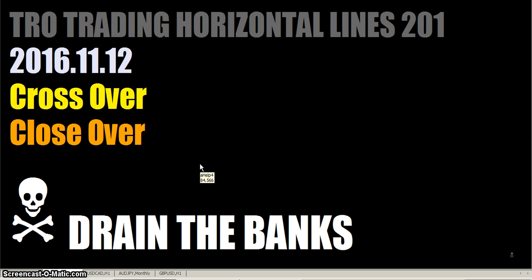TRO, Trading Horizontal Lines, 201. I think I've already done the original. All you need to trade is a horizontal line. You can consider that like the class 101. This is going to be class 201: crossover, closeover. If you understand the difference and you understand what you're looking at, then you'll understand that trading really is simple.